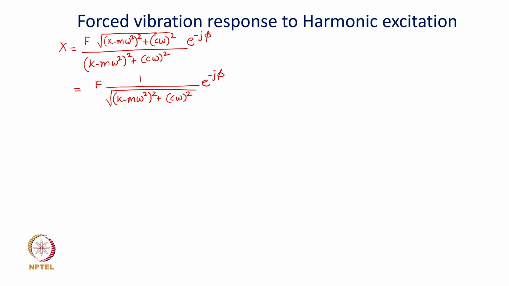and I will take this k out from the denominator. What do I get? If I take k out of this, in the numerator I can take that k, and in this denominator 1 minus m omega square over k whole square plus C omega over k whole square, is it not?